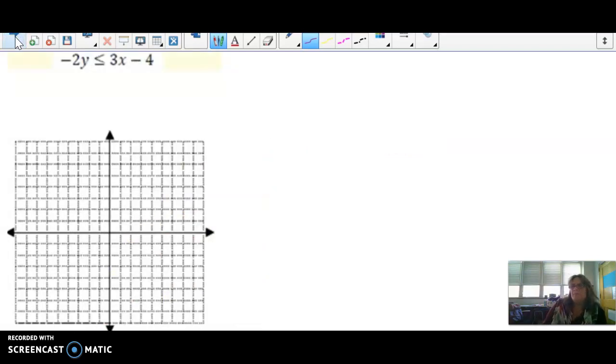For the next one, I've got a line underneath my inequality sign, so I'm going to make sure that I get my y by itself. So I'm going to divide everything by a -2, so that shifts my inequality sign around. So that gives me 3 over -2x, and a -4 divided by -2 is a +4. Okay, so remember, multiplying or dividing by a negative, you have to switch that inequality sign around.